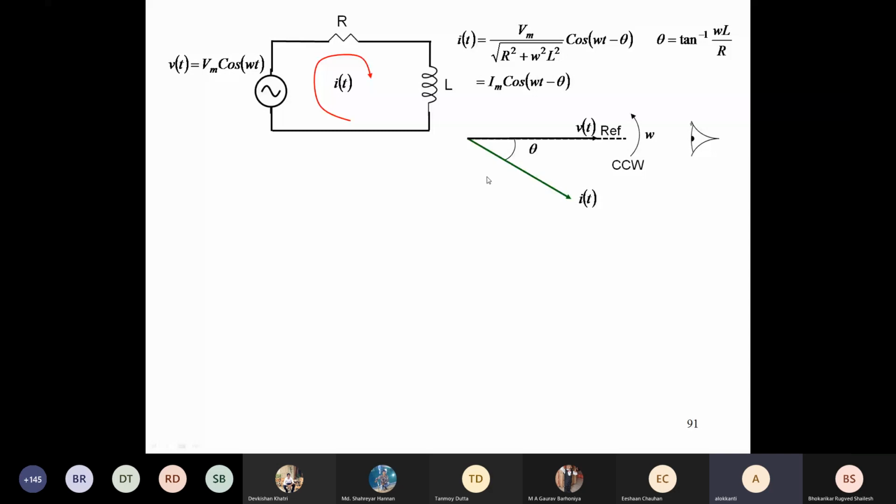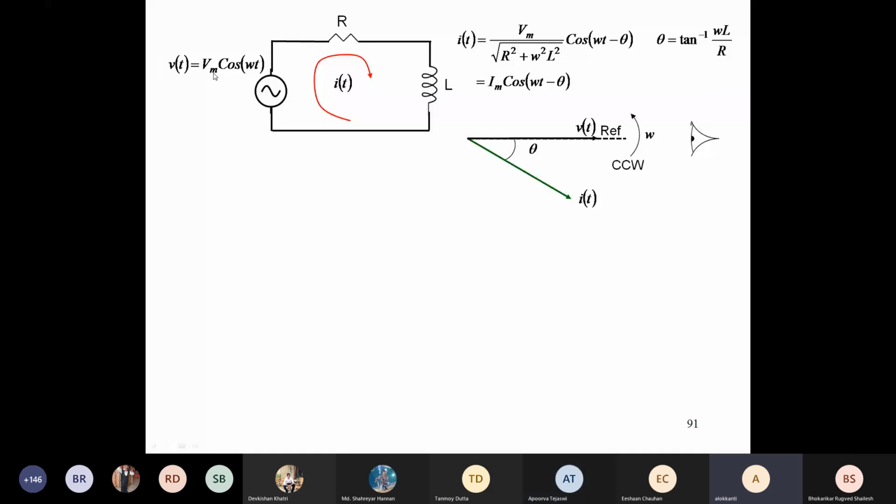Pi by 2 and also this. But at least there will be some angle now, theta. And theta is given by this. If you have a finite value of L and a finite value of R, it is tan inverse omega L by R. You know what is tan inverse and all. Can we directly use i(t) = Im cos(omega t minus theta) or Im sin(omega t minus theta) in an example? Yeah, you can directly use.